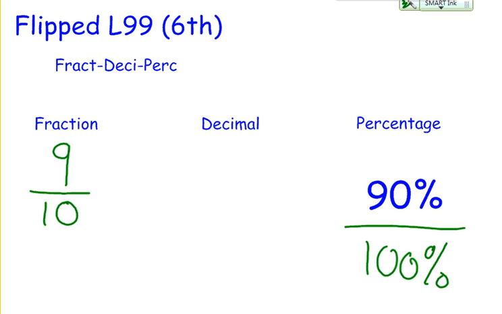Now, this one gets pretty simple, and I can say, okay, 90 100ths. I can write that as a decimal, 90 hundredths. And then I'm going to say, well, I don't really need that zero there. And so very simply, I have very quickly gone from a percentage to a fraction to a decimal using pretty simple steps, all based off of the number 100.